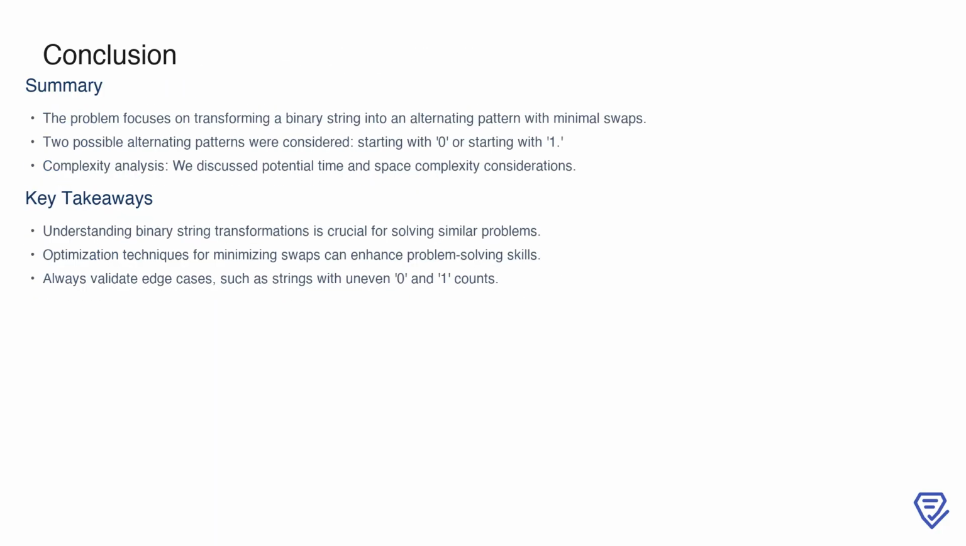Great job following along. To summarize, we tackled the minimum number of swaps to make the binary string alternating problem by analyzing different approaches and considering edge cases. Remember the importance of optimization and edge case testing in your coding practice.